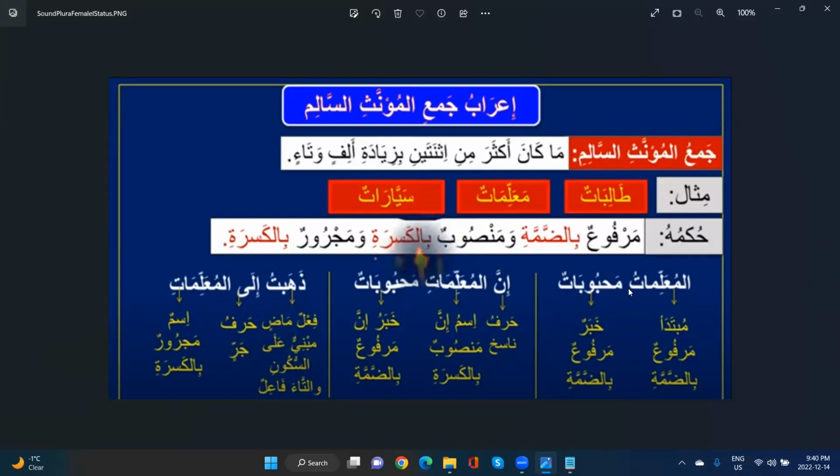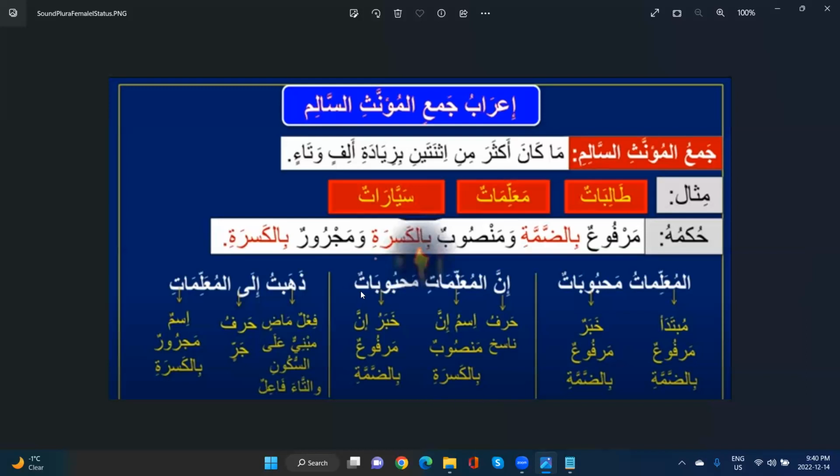Al muallimatu mahbubatun? Al muallimatu is the mubtada, from the marfu list, and it is supposed to be with damma. And then the khabar marfu will be with damma. Inna or innal muallimati mahbubat. So over here al muallimati is nasab because of bil kasra.